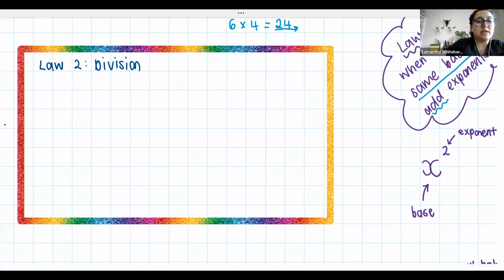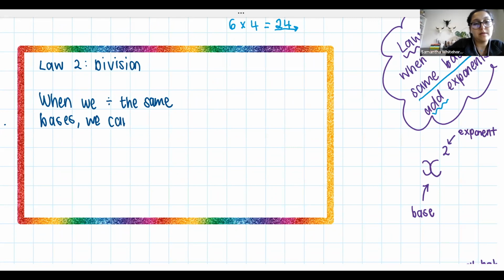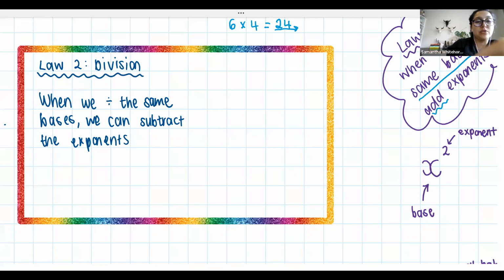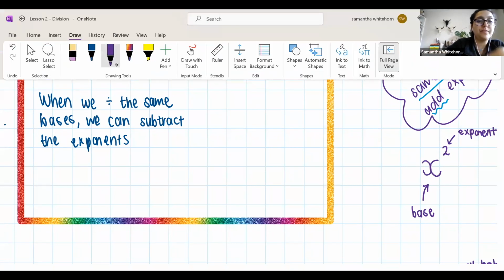And the division law tells us that when we are dividing with the same bases, we subtract the exponents. Okay, now that's all well and good, but we need to actually understand why we do that. So let's have a look at an example.